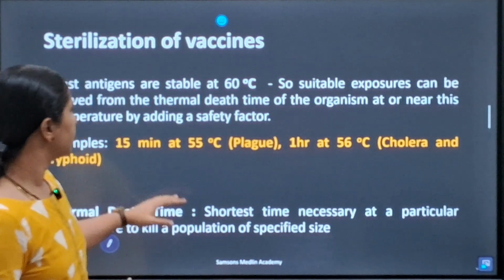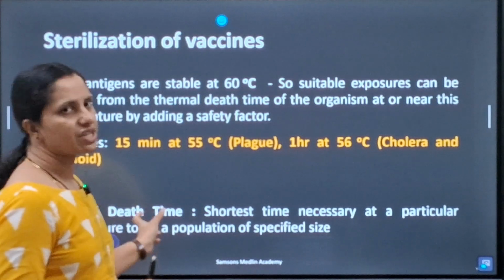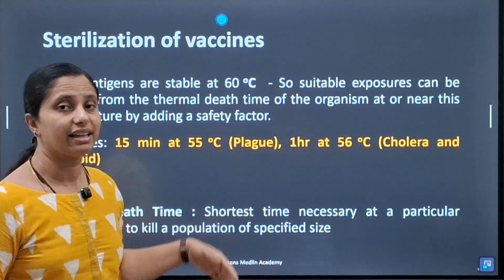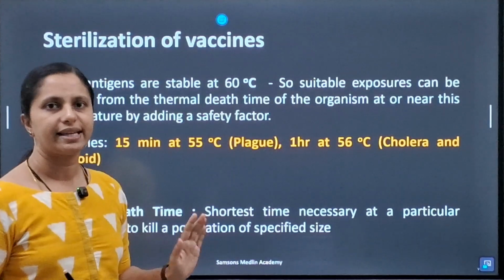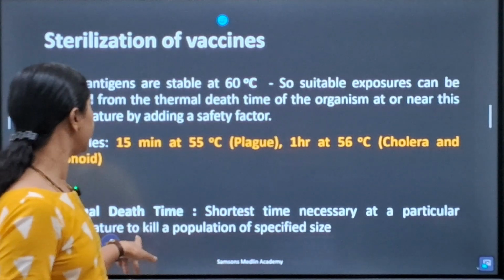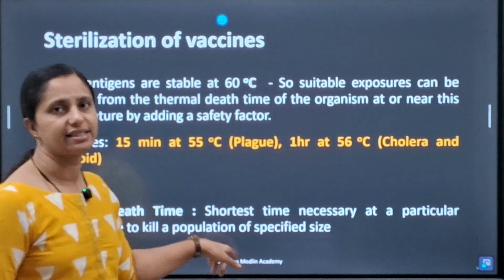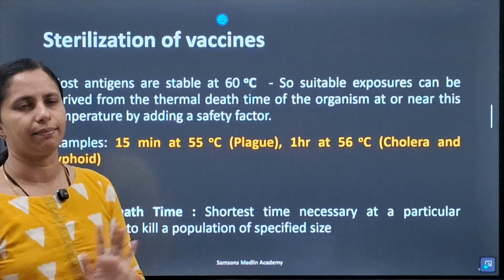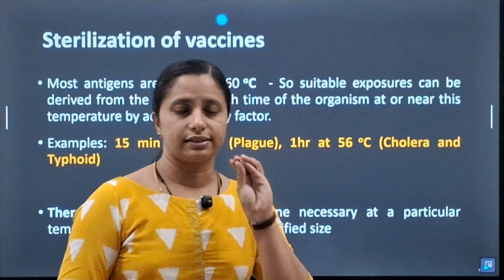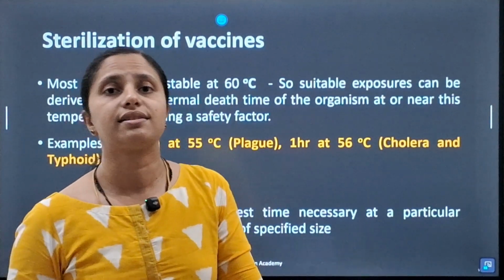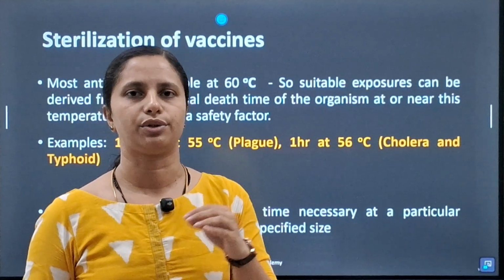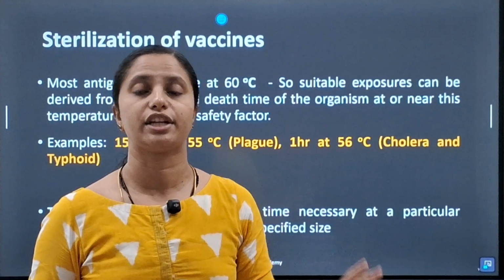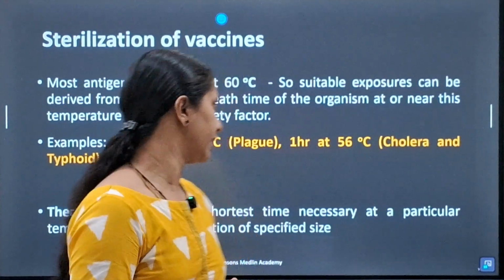Okay, so this time duration is based on the thermal death time. So what is thermal death time? It is the shortest time necessary to kill a population of specified size at a particular temperature. So the thermal death time is the shortest time necessary at a specified temperature to kill a microbial population of specified size. Okay.